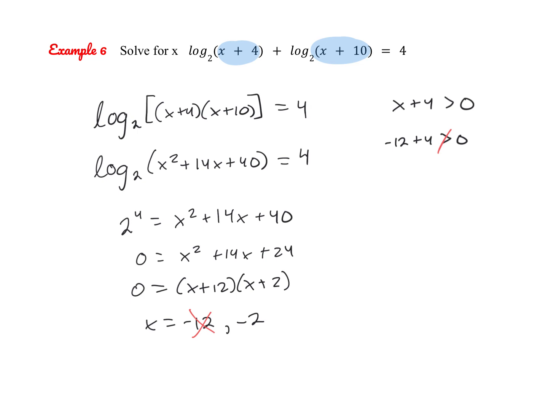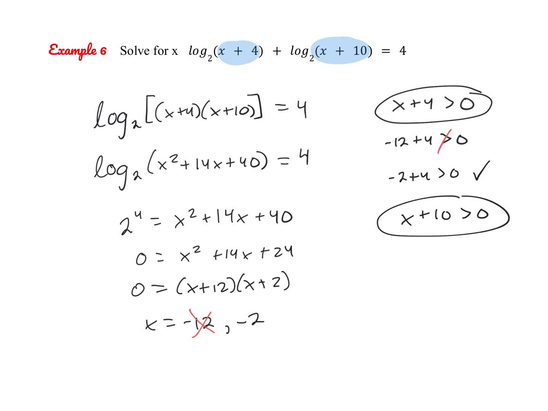Let's check negative 2. So we have negative 2 plus 4 is greater than 0. Okay, that one works. And now let's check our other logarithm. We need to make sure this stays greater than 0. So negative 2 plus 10 is in fact greater than 0. So x equals negative 2 is our only solution. So just remember, whatever expression is inside your logarithm, the overall outcome must be greater than 0.